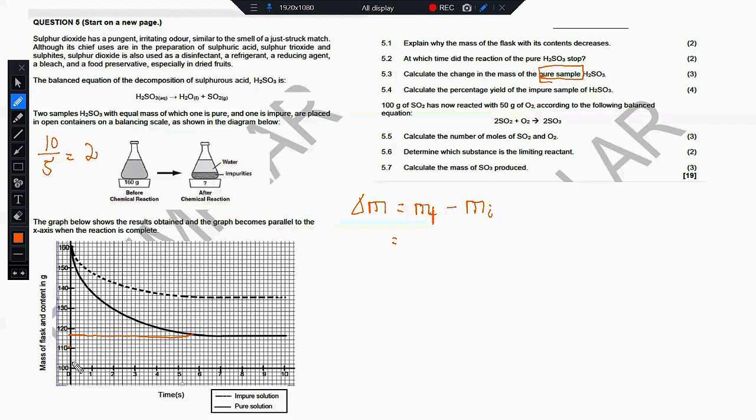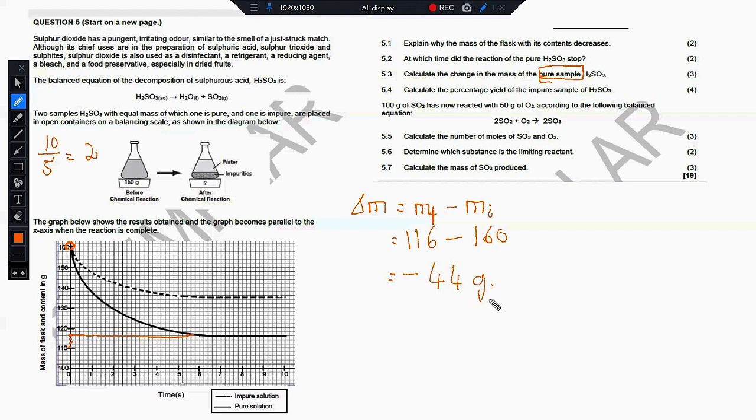So if that is so, that means in this case, we will have 110, 112, 114, and then 116, right? So the mass finally will be 116 grams, right? And then the mass initially, we can all see they start at a mass of 160 grams, right? So both the impure and the pure sample. Remember, they said they both have equal mass. Then that's 160. So if you say 116 minus 160, we get that the change in mass is negative 44, right? So negative 44 grams.